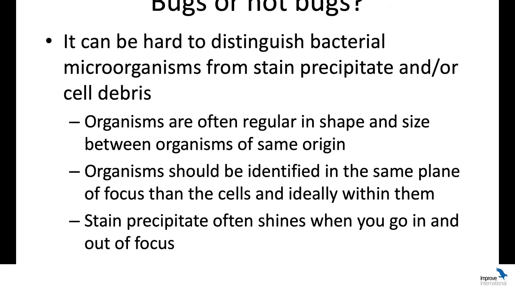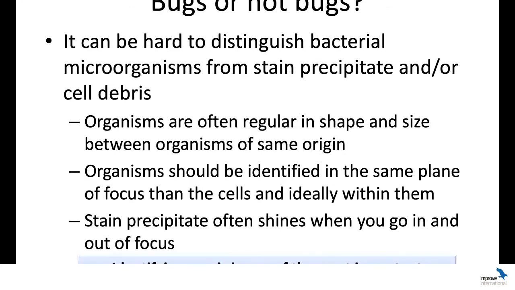And it's really important that we're identifying these in the same plane of focus that the cells are, so not in a different plane of focus, and ideally within them, inside the inflammatory cells. That is what defines sepsis. And again, remind ourselves that stained precipitate often shines when you go in and out of focus. So when you play with the focus, you will see that the stained precipitate tends to shine, and that's often a good indication that it's not an organism, that it is stained precipitate. Remember, not all that shines is gold.